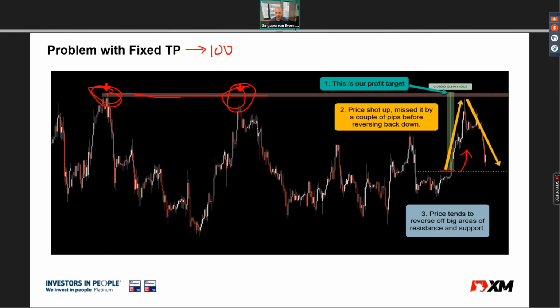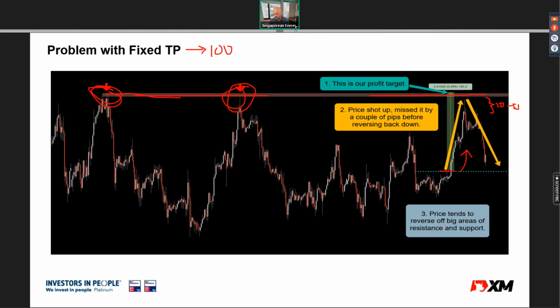So in a scenario like this, it is more advisable to have a dynamic TP. Because we have identified this level as a major resistance, we shall identify a TP that's probably about 10 pips to 15 pips underneath this resistance level. So in this case, we would probably be identifying our TP with a level of 90, for example, between 85 and 90, rather than having a fixed TP of 100.